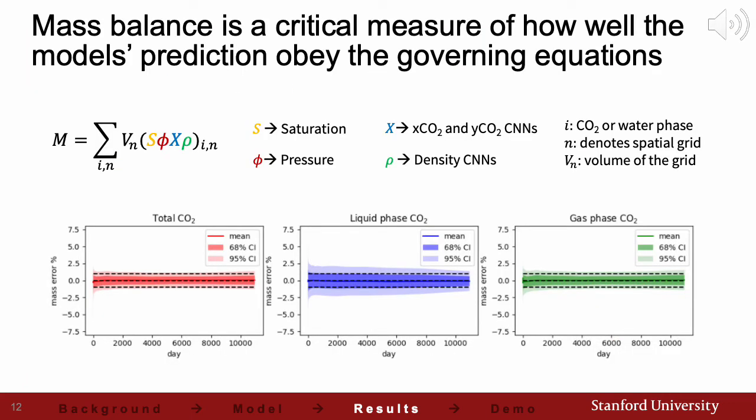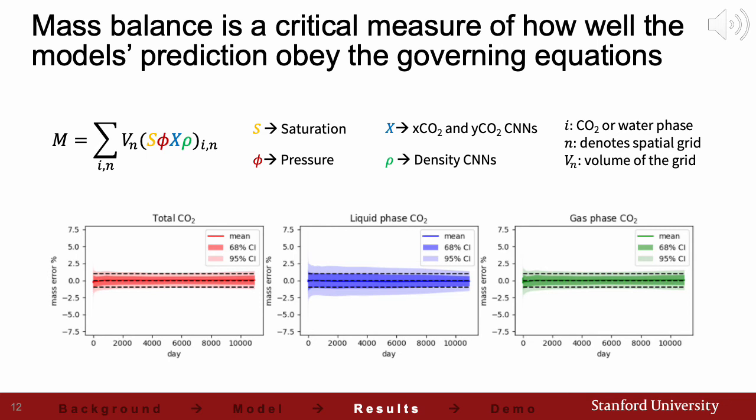Besides having predictions visually resembling the numerical simulation output and having a very high R-squared score, we also want the predictions to obey the governing law. That's why we evaluated the mass balance. Mass balance is a critical measure of how well the model's predictions obey the governing equations. Here I have the equation for calculating the mass balance, which is the summation of volume times saturation times pressure times mass fraction of CO2 in the liquid and gas phase, and then times density.